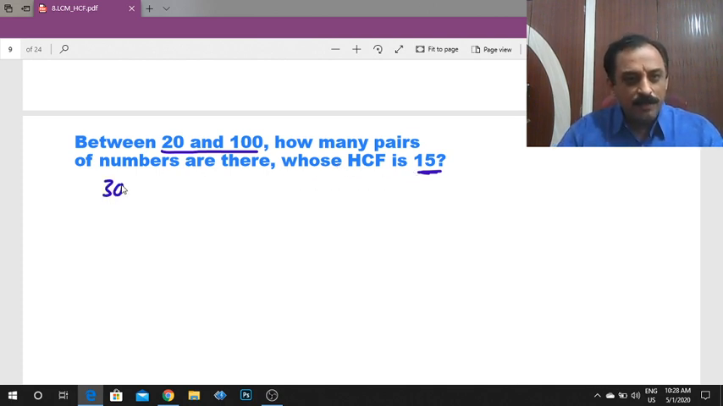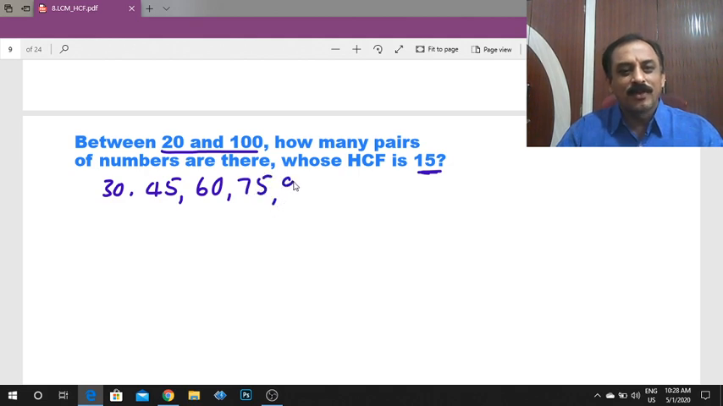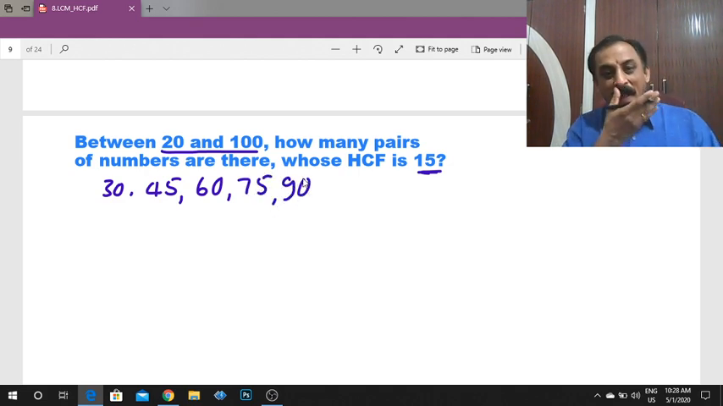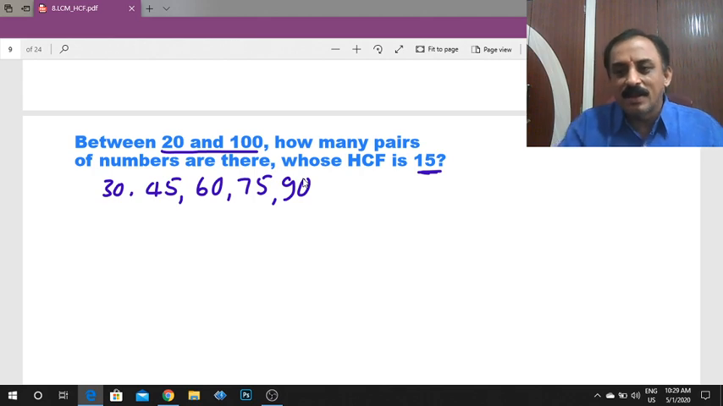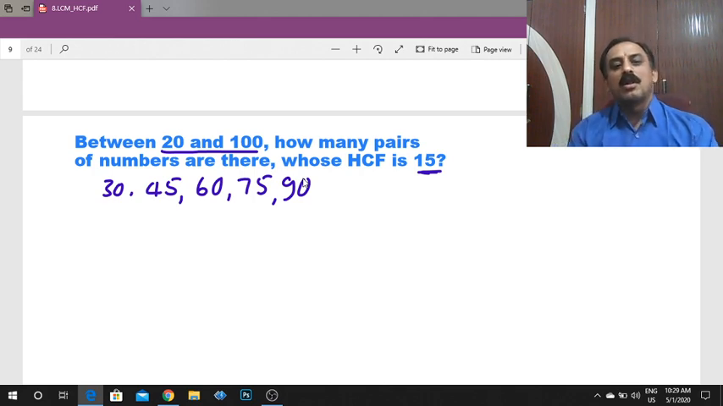15 2 is 30, 15 3 is 45, 15 4 is 60, 15 5 is 75, 15 6 is 90. 15 7 is 105, but 105 is not less than 100, that is more than 100. So between 20 and 100, the 15 multiples are 30, 45, 60, 75, 90. Now compare these numbers only.